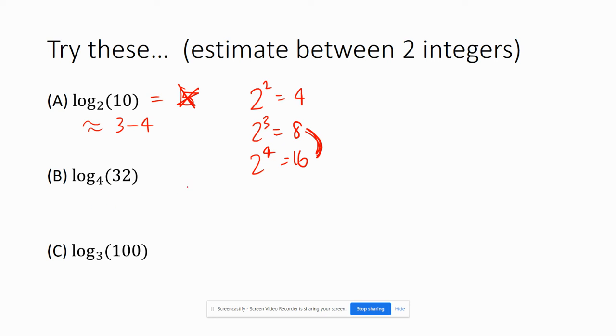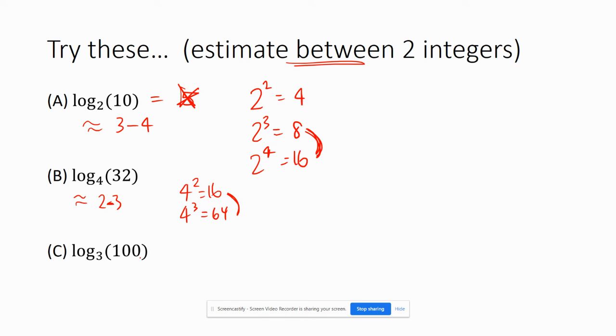This one, 4 to the power of 2 is 16. So just start with powers you know, and now we can see already 32 is in between there. So this value must be in between 2 and 3. And I'm not saying 2 minus 3, I'm saying between 2 and 3. 2 point something.